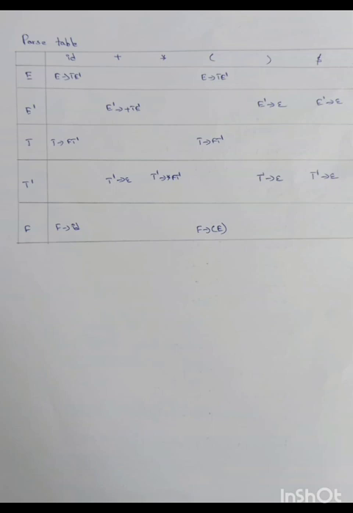And also for T dash. So follow of T dash is plus, close bracket and dollar symbol. So in place of plus, close bracket and dollar symbol we need to write T dash tends to epsilon in those symbols. I hope you all understand.